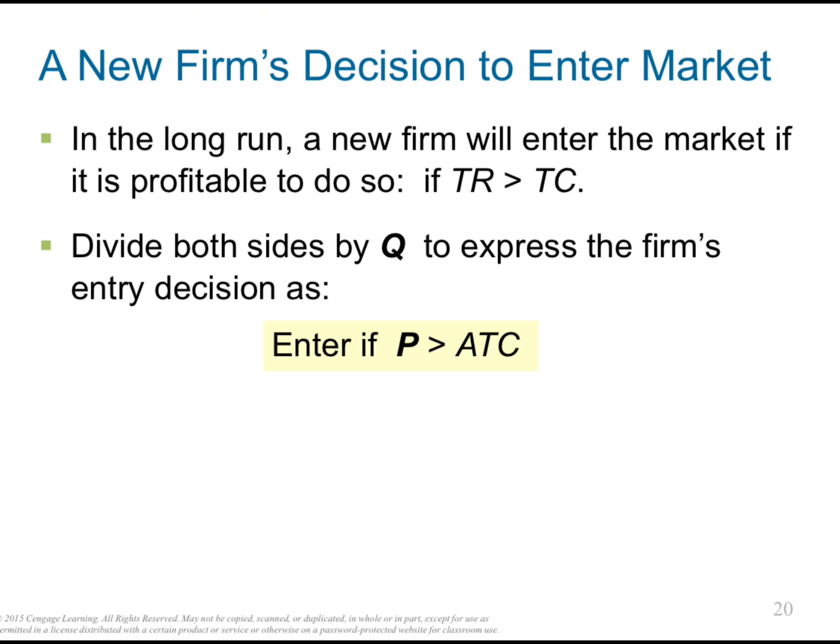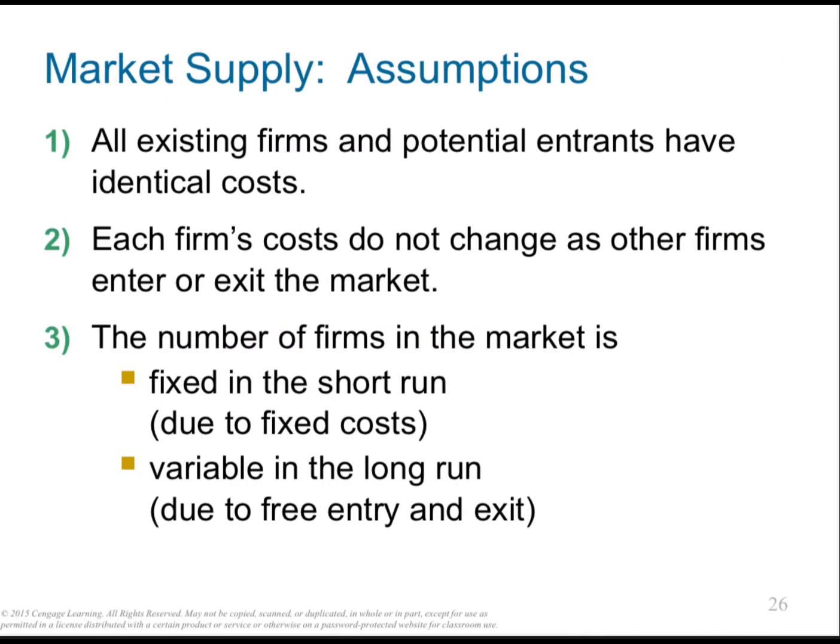In the long run, a new firm will enter the market if it's profitable to do so. If TR is greater than TC, divide both sides by Q to express the firm's entry decision as enter if P is greater than ATC. To construct market supply, add up individual firm supply curves.